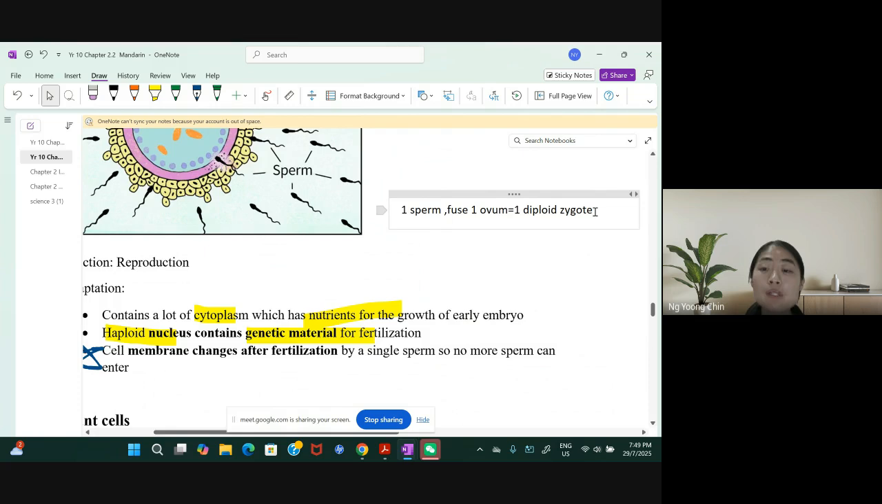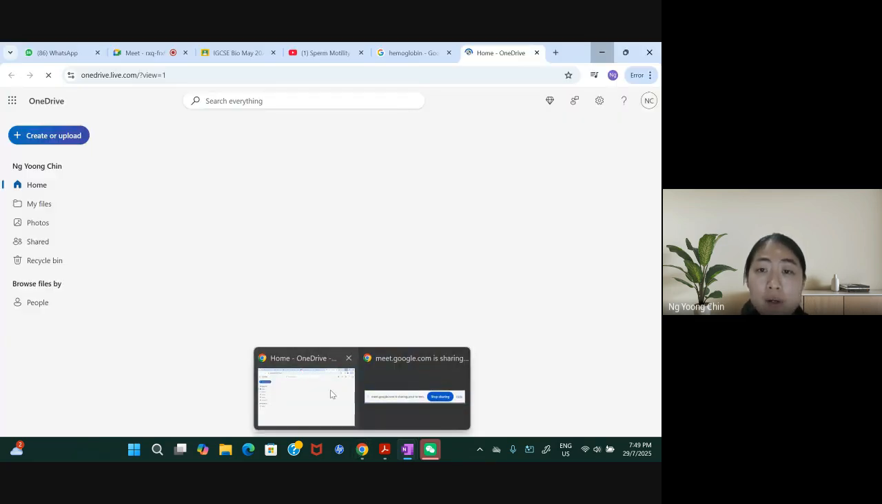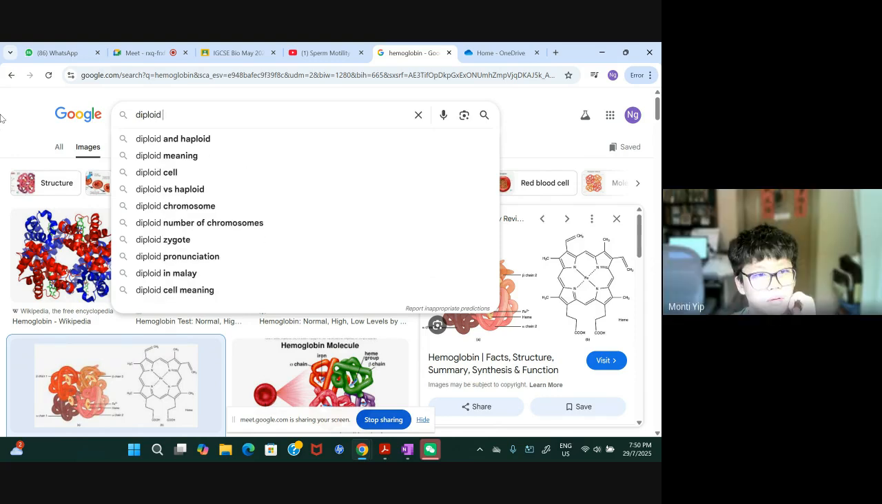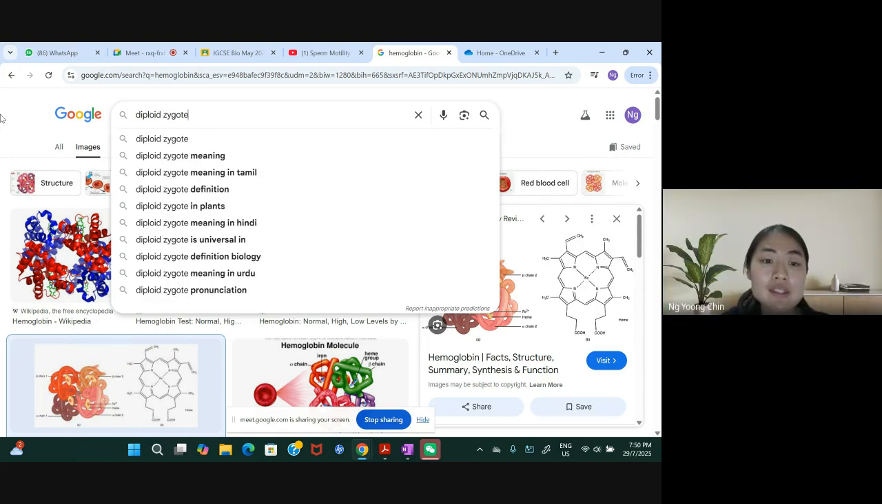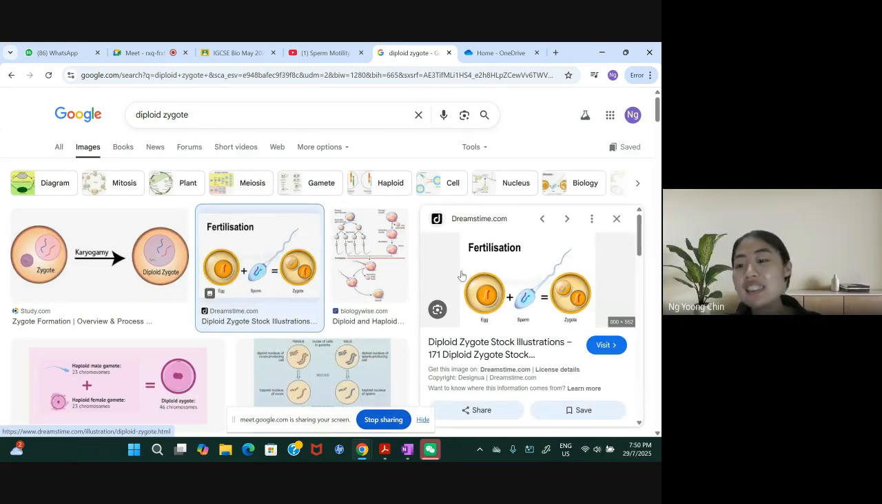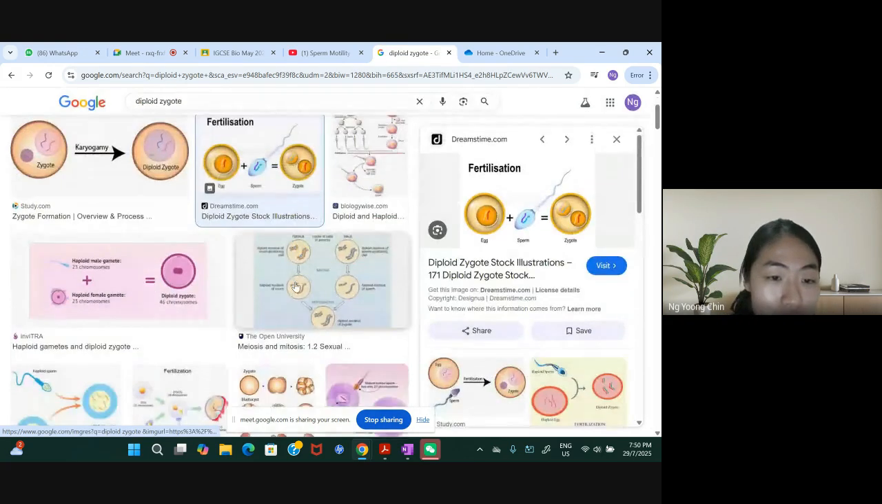Okay, zygote. What is zygote? Maybe I can show this picture. Zygote is before that. Actually, Monty, maybe I can describe it this way. Before you become a Monty, right? You're actually from a zygote. Zygote is a ball of cell. See, this is zygote. Just imagine this one.